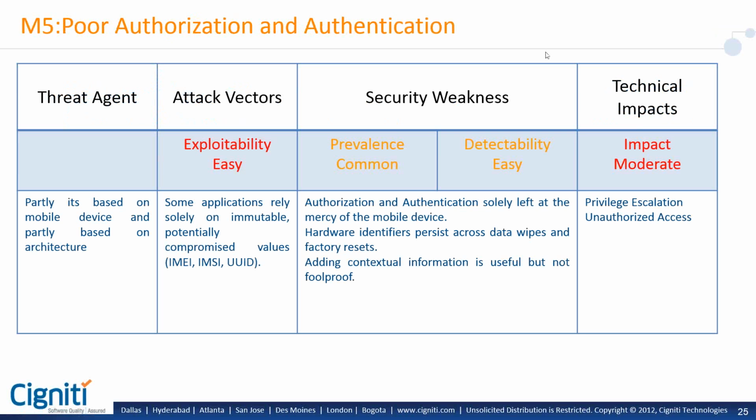The fifth one is the poor authentication and authorization risk. Why is it poor authentication and authorization? Simply because the application does not use strong authentication and authorization schemes. They use your phone number, your IMEI number, or your unique user identifier as the actual authentication, so the whole purpose is defeated.